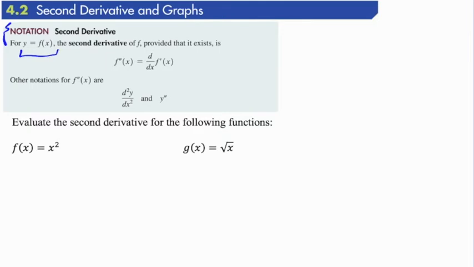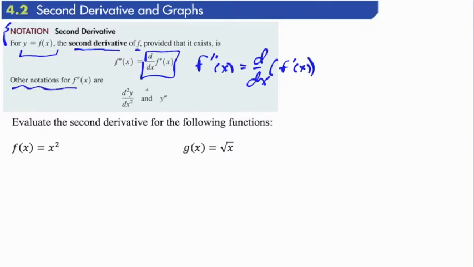If we have a function y defined to be equal to f of x, the second derivative of f can be found, if it exists, by evaluating the derivative of the first derivative. So we read this notation as f double prime of x is equal to the derivative of f prime of x.